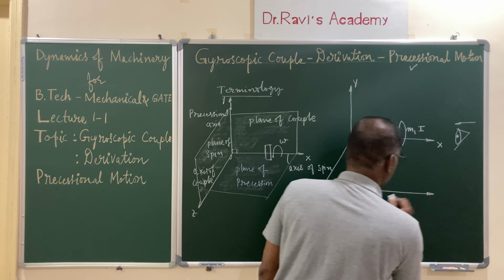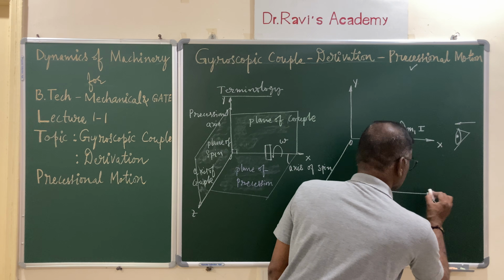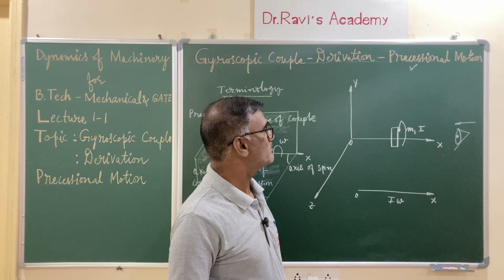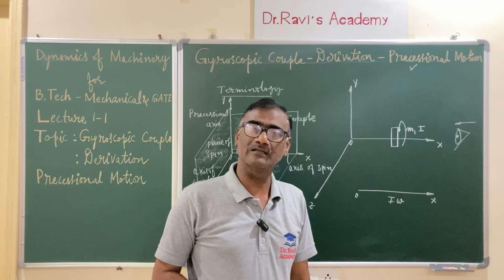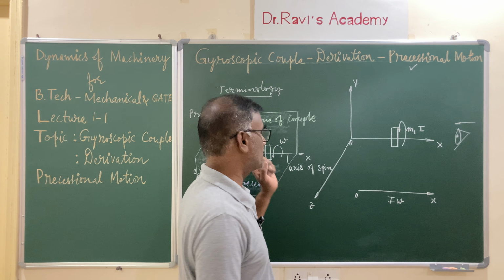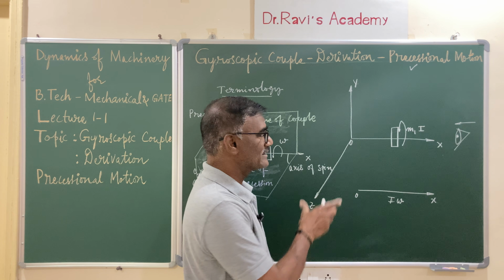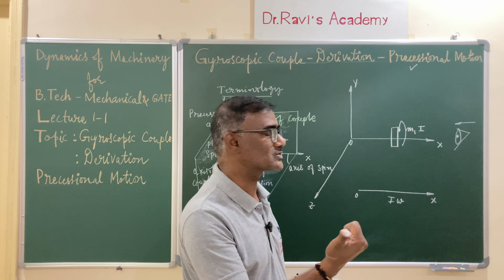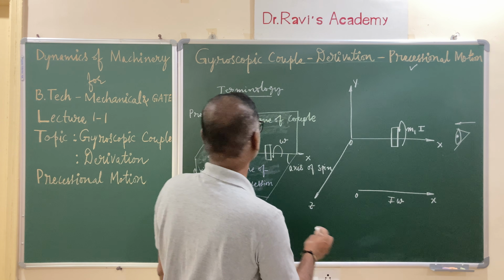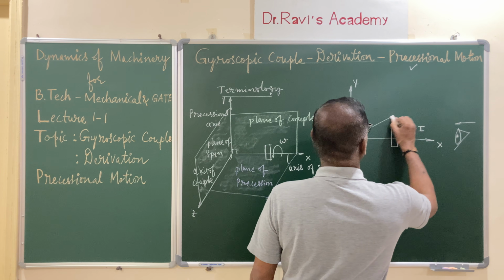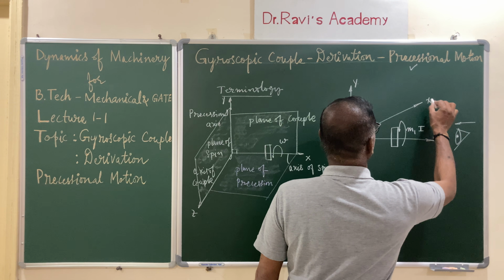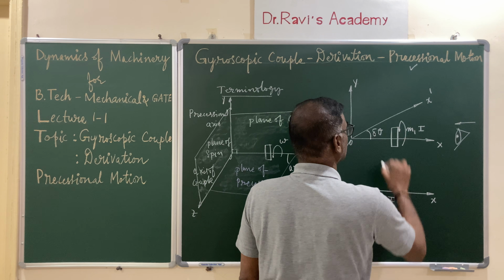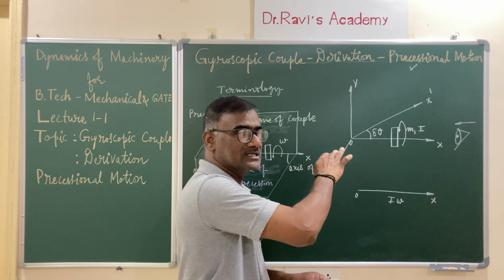So let us draw. I am drawing an angular momentum vector, that is OX. The magnitude is I into omega, where I is the mass moment of inertia and omega is the angular velocity or spinning speed of this particular circular disc. So you know the direction, you know the magnitude also. Magnitude is I omega, direction is according to right hand screw rule, it is pointing towards right. Now it is moving in the plane.